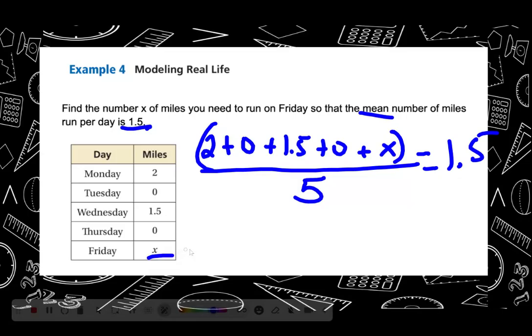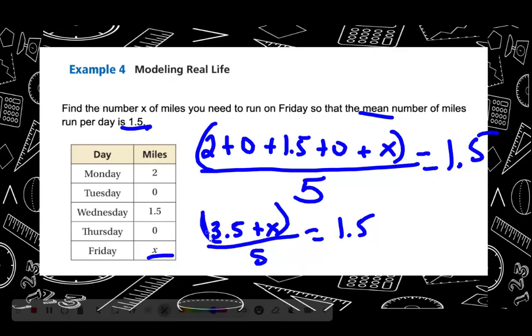So we're trying to see what we need to run on Friday to have the mean number of miles run per day be 1.5. So let's look at the numerator. 2 plus 1.5 plus x. Okay, so we're just going to combine our like terms. 2 plus 1.5 is 3.5 plus some number divided by 5 equals 1.5.